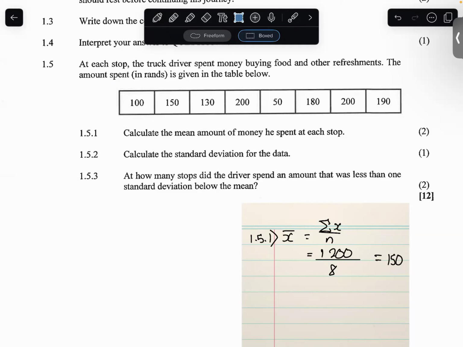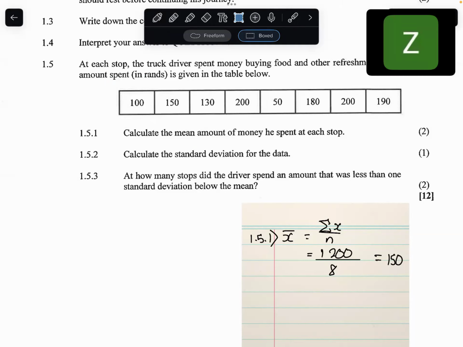And so how we do that is you're going to go on your calculator. Sorry, let me get the calculator quickly. 1 second.